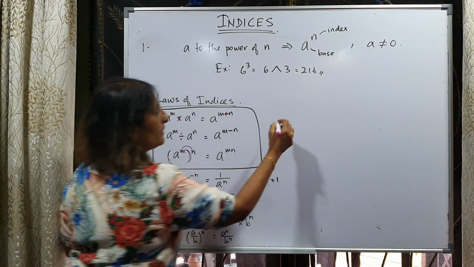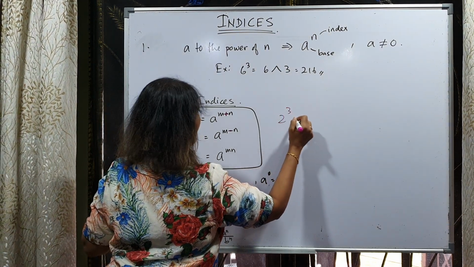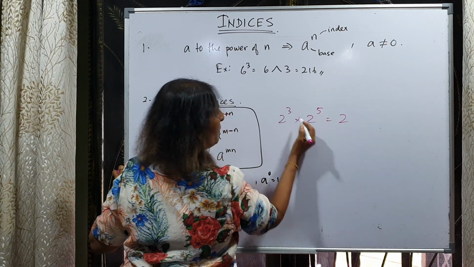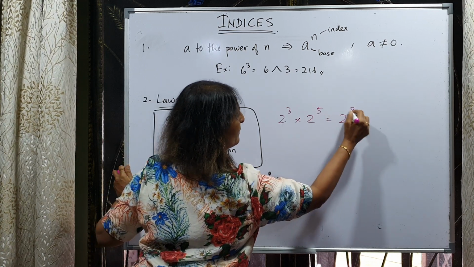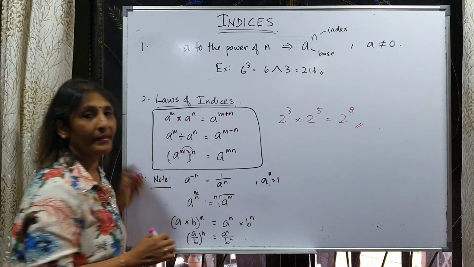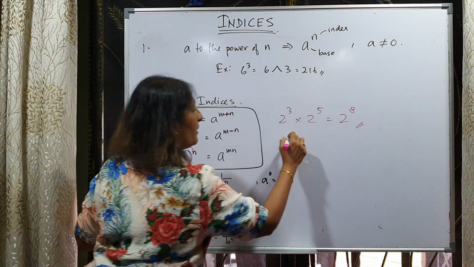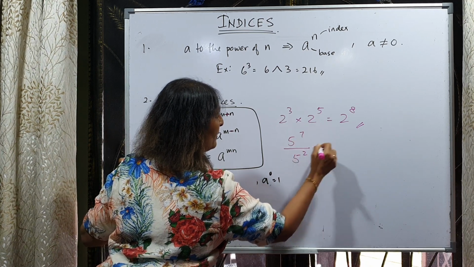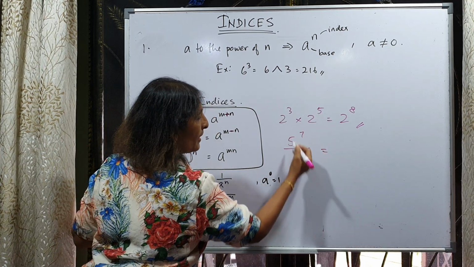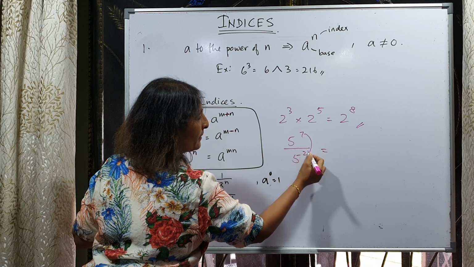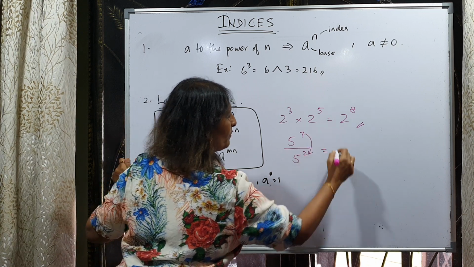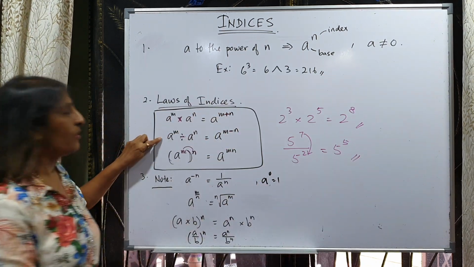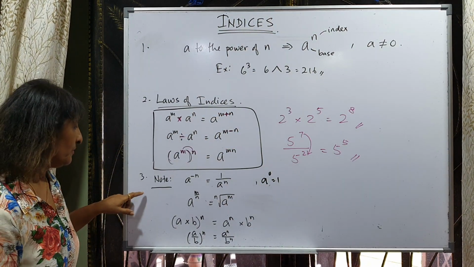For example, let's say we have 2 to the power of 3 times 2 to the power of 5. The answer will be 2 to the power of 3 plus 5, which is 2 to the power of 8. You can combine them like this. If you have 5 to the power of 7 divided by 5 squared, what's the answer? When you divide, you subtract the powers. 7 minus 2 is 5, so 5 to the power of 5. That's the way you use the laws of indices to simplify.